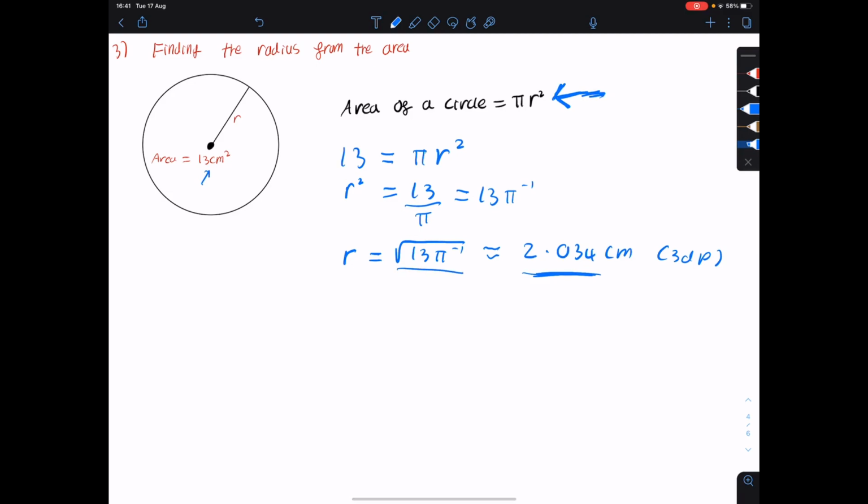Or if you use this here and punch it into the formula of an area of a circle, you will get exactly 13 centimeters squared.